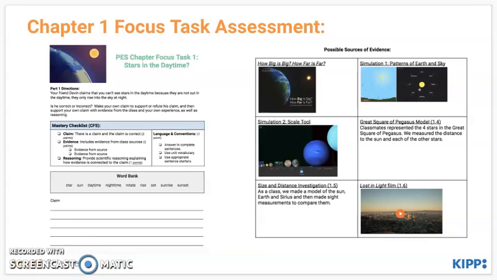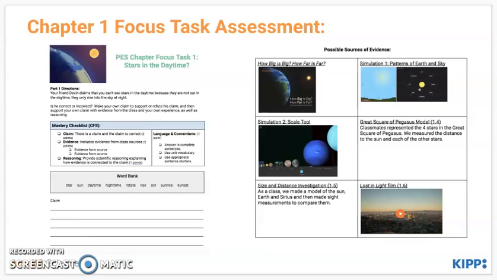In the Chapter 1 focus task, students will be writing an argument about why we cannot see stars in the daytime. They will also analyze diagrams and data to explain why the sun appears much brighter than other stars. At this point, you should have the Chapter 1 focus task pulled up in front of you.